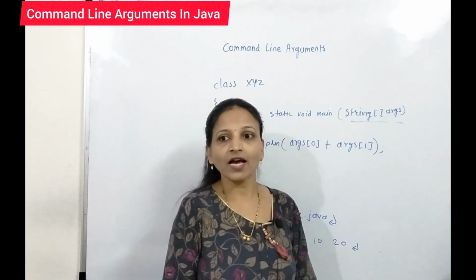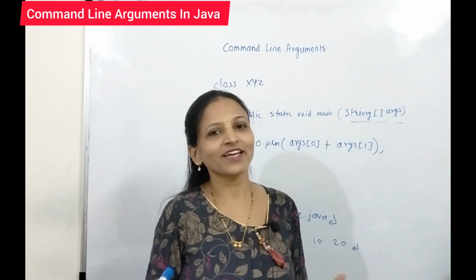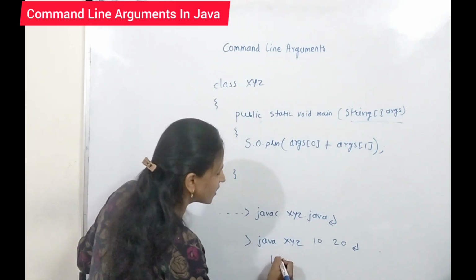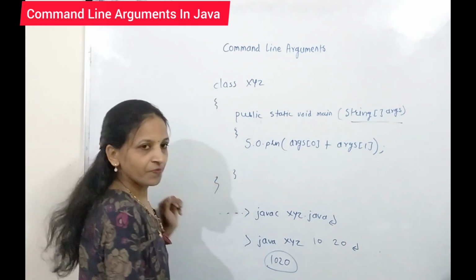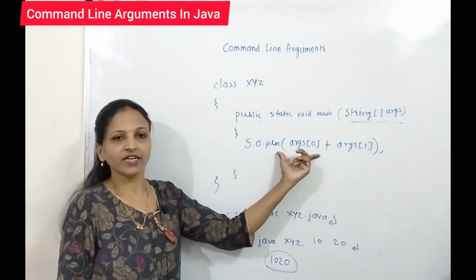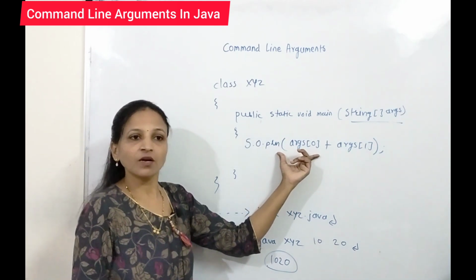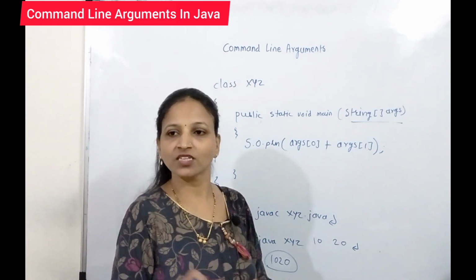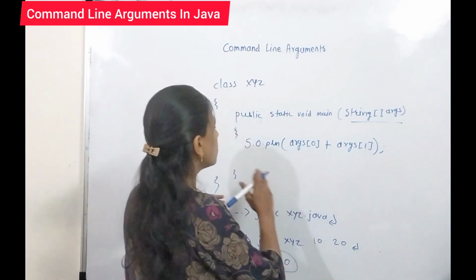See, we can apply the plus operator for concatenation of two strings. Yes, it will give you output like 1020. This will be the output if you are writing like this. That's why here you compulsorily have to convert that string to integer first, and then both integers you can add. Getting?